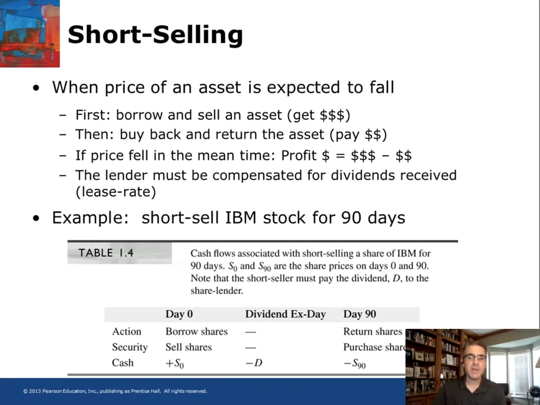One complication is if the IBM stock paid any dividends during the 90-day period. If so, the lender of the stock missed out on those dividends and you received them instead. So you'd likely need to compensate the lender by the amount of the dividends. This is known as the lease rate of the agreement.